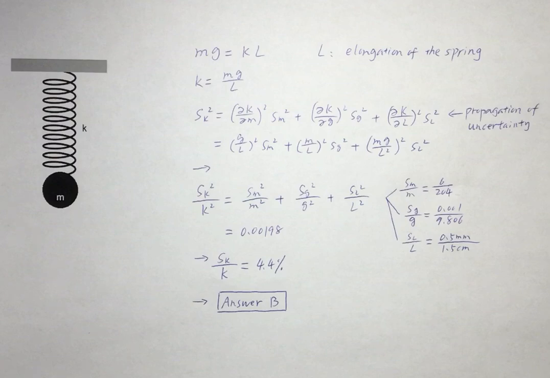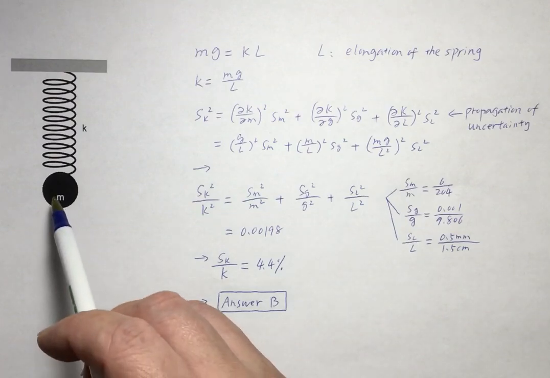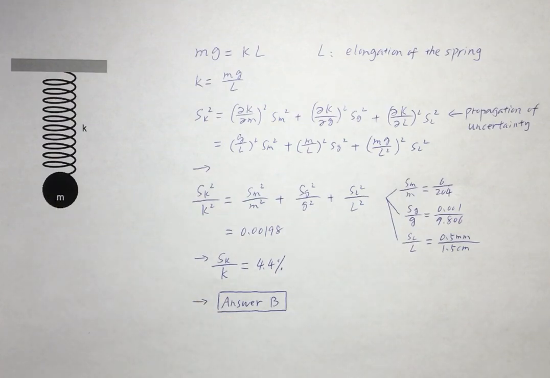The mass of the attached weight was measured using two different scales in the lab, yielding values of 198 grams and 210 grams. The student also found that the local acceleration due to gravity is given as 9.806 plus or minus 0.001. Then we want to find the percent error in measuring the spring constant.